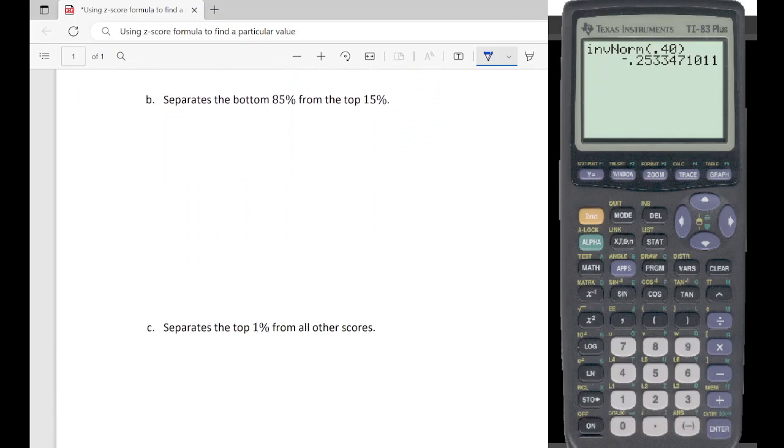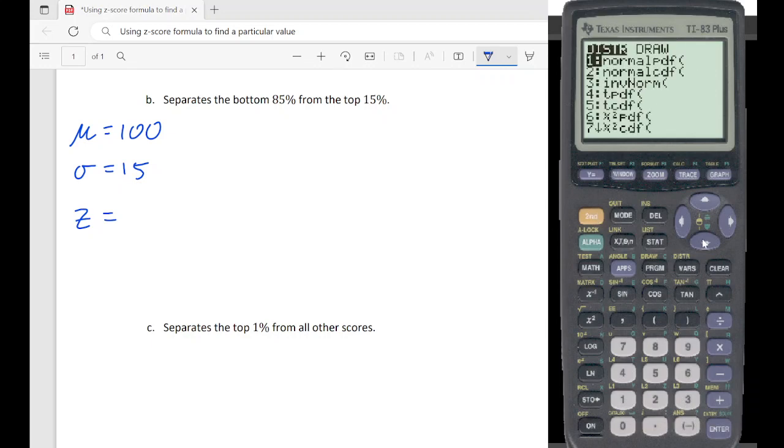Now let's do it again. Separate the bottom 85% from the top 15%. So what IQ score separates these two? Again, mu is still 100, sigma is still 15, and we've got to find z. So again, we're just going to do inverse norm of the bottom 85%. So 0.85, because it's the bottom, for our area, and then hit enter.